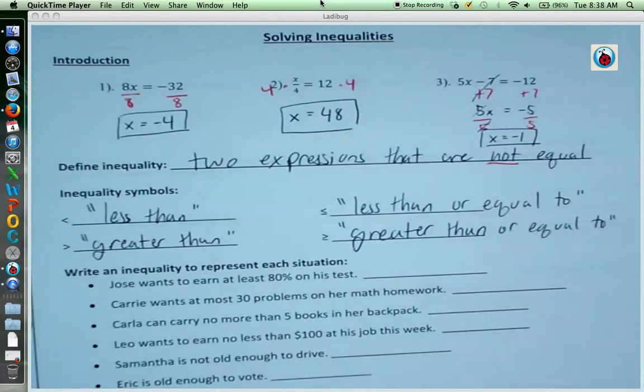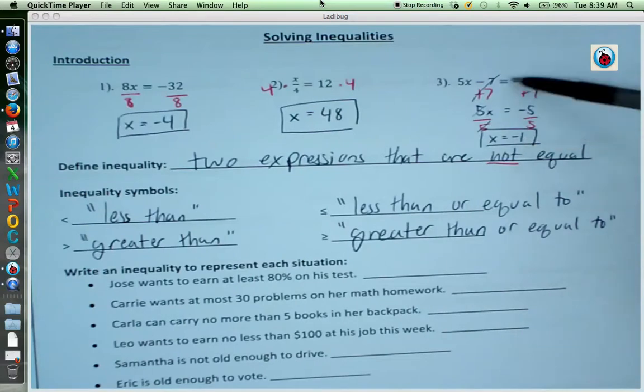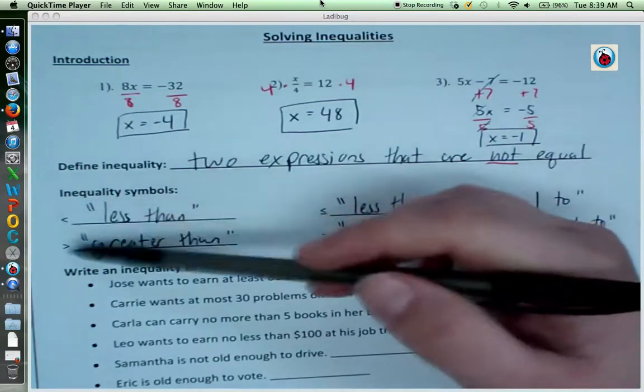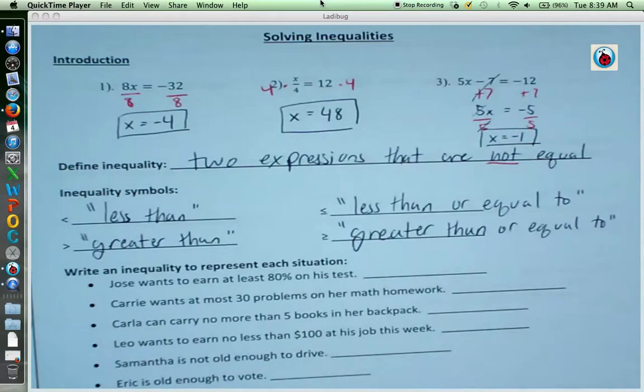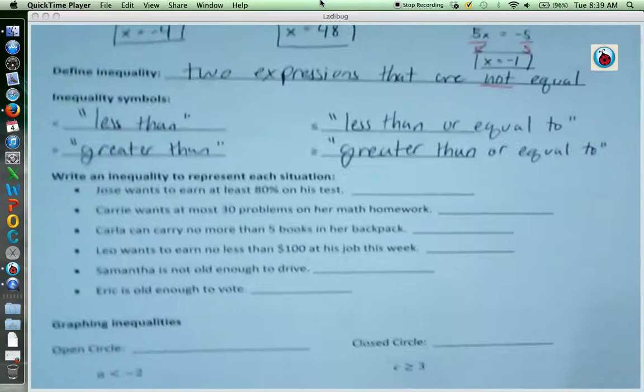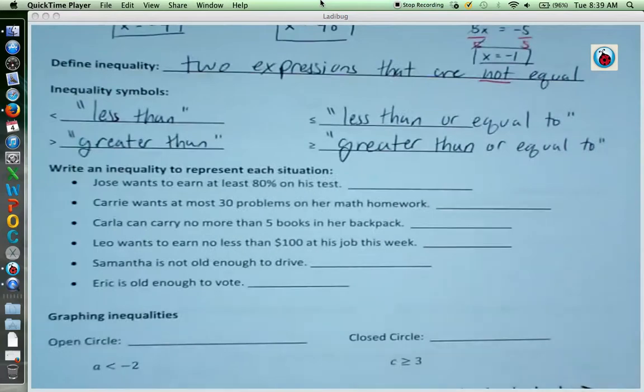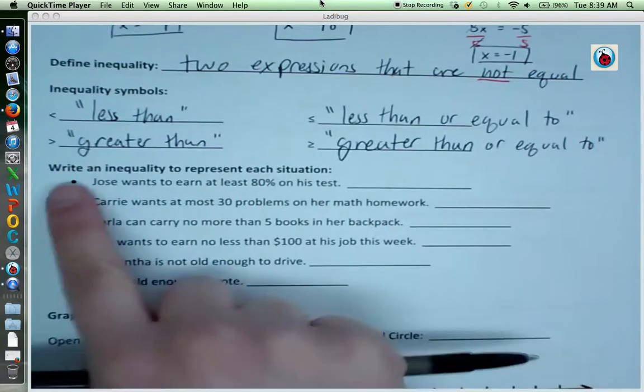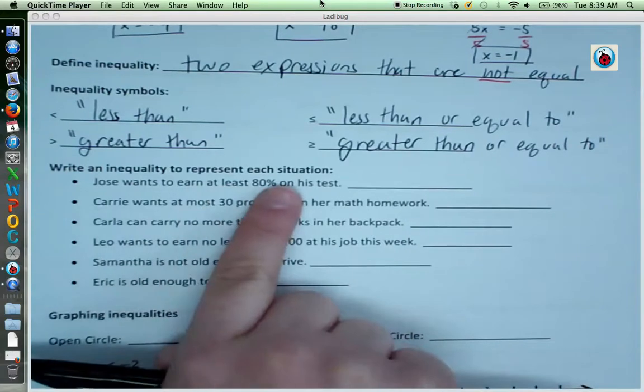And we'll see those symbols in action as we solve some of these problems. We're basically going to take these equations and do the same things we've been doing to solve an equation, but instead of an equal sign, we'll have one of these four symbols instead. But we're not there yet. Let's talk a little bit more about what these symbols mean. In this part, we're going to write an inequality to represent each situation.